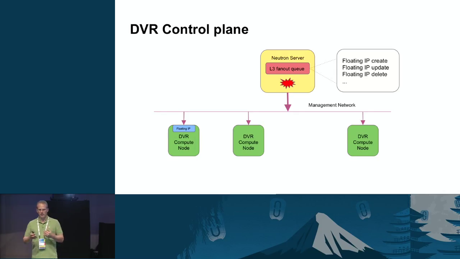But what happened was, with the distributed nature of it, since every one of these had an L3 agent, every one of them started getting RPC messages. So this started to kill the message queue. It started to kill the network. So if you look at this purple line, and we've noticed this a lot in the Liberty time frame, any time a floating IP create, update, delete, or other such operation was done, we could basically kill the server. So we had to do something about this.